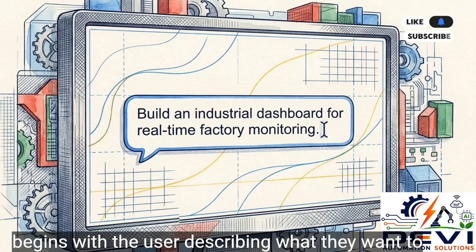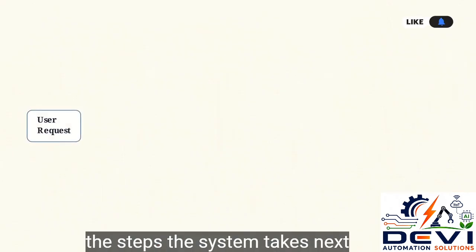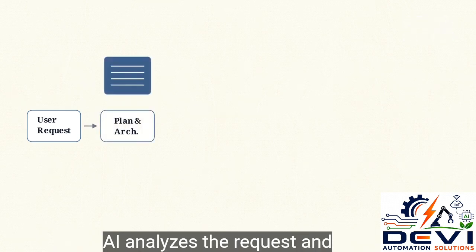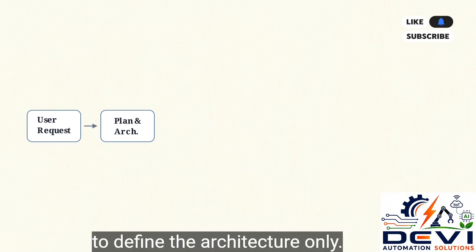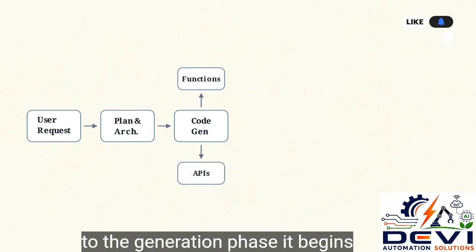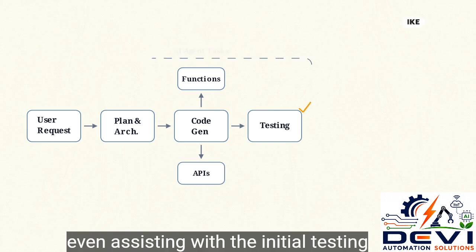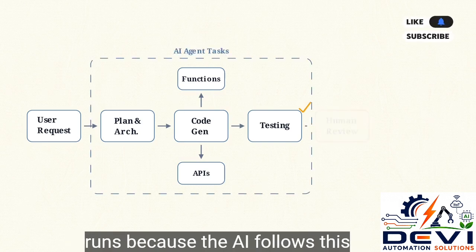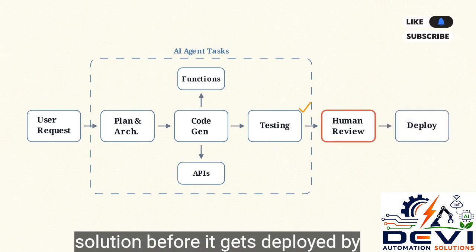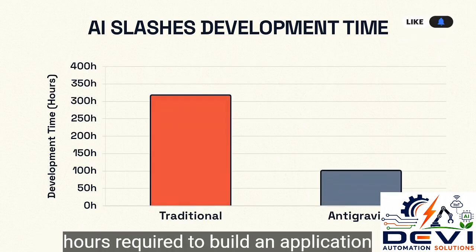It begins with the user describing what they want to build using plain English instructions. This diagram shows the steps the system takes next. Before it writes a single line of code, the AI analyzes the request and generates a comprehensive implementation plan to define the architecture. Only after that plan is set does the system move to the generation phase. It begins writing the code, building the necessary functions, setting up the APIs, and even assisting with the initial testing runs. Because the AI follows this structured step-by-step logic, your primary job is to review and refine the solution before it gets deployed. By removing the manual setup time, the total hours required to build an application decrease.